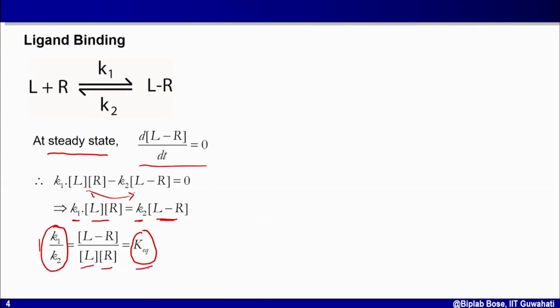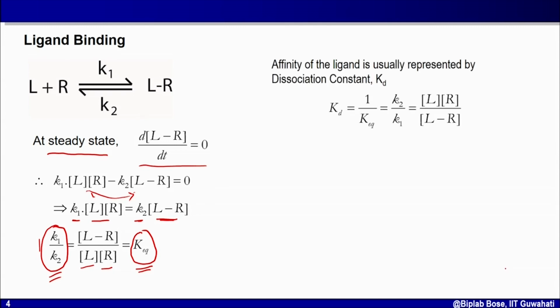So I have K equilibrium, which is the ratio of K1 and K2, and that is equal to LR, the concentration of complex, divided by the concentration of free receptor and free ligand. Now in biology literature, this K equilibrium is not discussed or measured. Usually biologists measure the dissociation constant, and the affinity of a ligand is described in terms of dissociation constant.